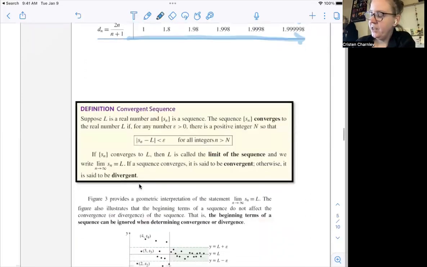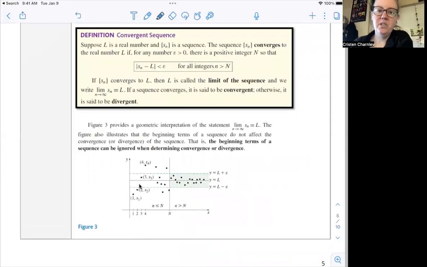Now we're going to talk about converge and diverge. And I know that we spoke of these earlier, and I tried to introduce that language. So here's the time when we're going to use it for real. Suppose L is a real number and S sub n is a sequence. The sequence converges to the real number L if for any value delta greater than 0, there's a positive integer n, so that the sequence minus that limit is less than delta. That's your error. You want to make sure that you're within that error for all integers n all the way up to n. If the series converges to L, then L is called the limit of the sequence, and we write the limit as n approaches infinity, S sub n equals L.